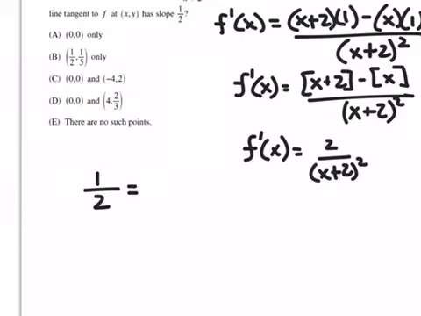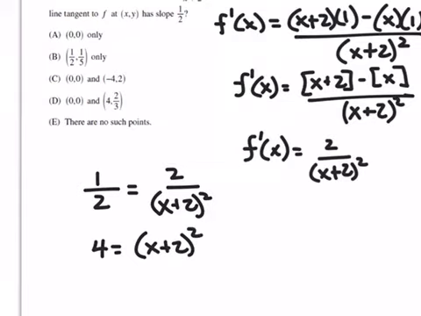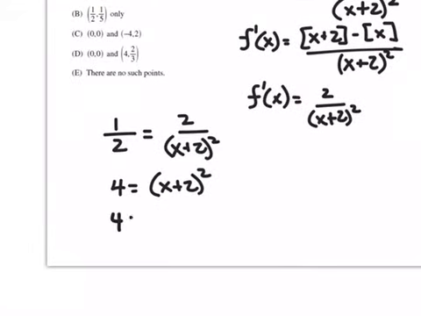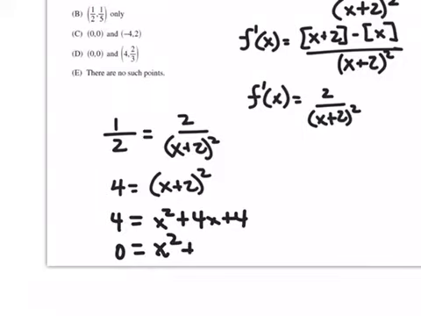So basically what I'm looking for are the points that would make the following true. I want my derivative to equal 1/2. You could do this a couple different ways, but what I'm going to do is cross multiply and solve. So if I cross multiply, I get the following, and I'm going to go ahead and expand that. That's x squared plus 4x plus 4. And then I'm going to simplify. Wherever this is equal to 0, our derivative should be 1/2.